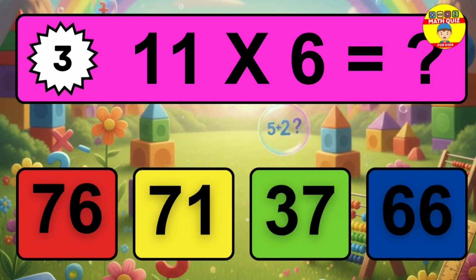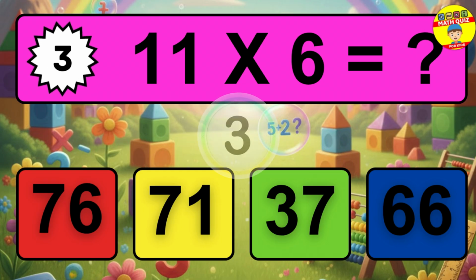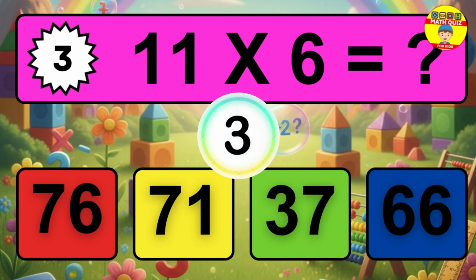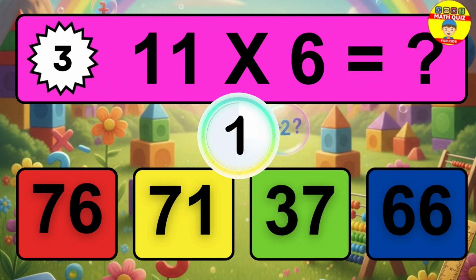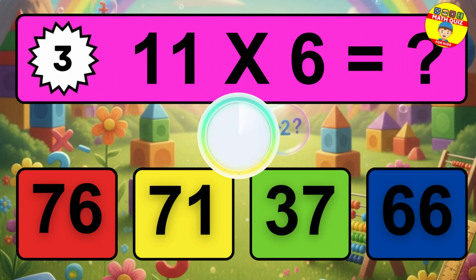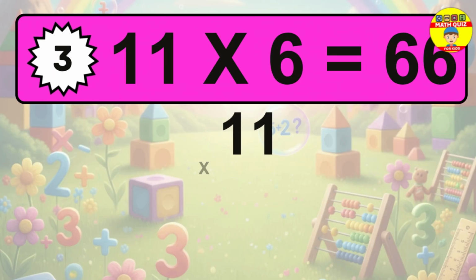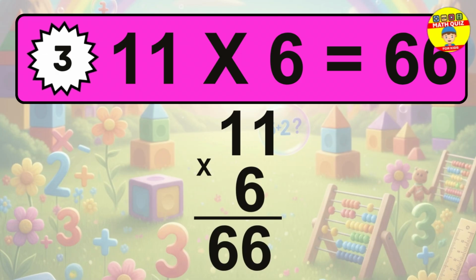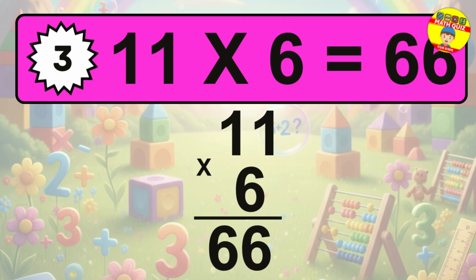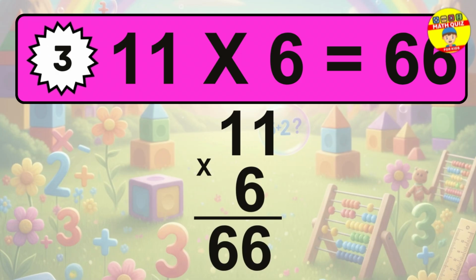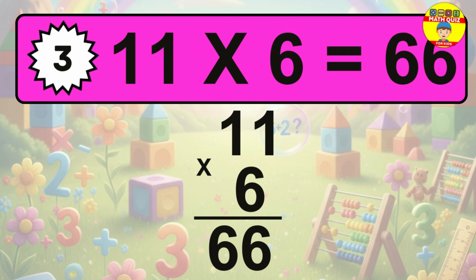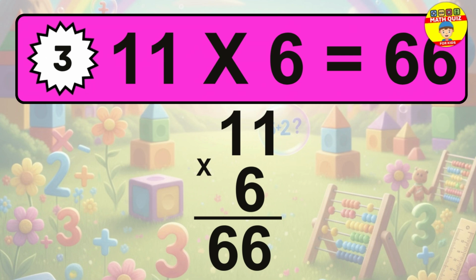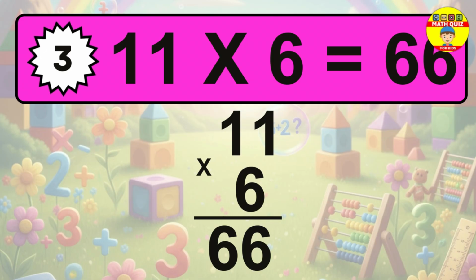Question 3. 11 times 6 equals what? So the answer is 11 times 6 is 66. To calculate, we have 11 groups with 6 balls each one. So how many balls do we have? 66 balls.